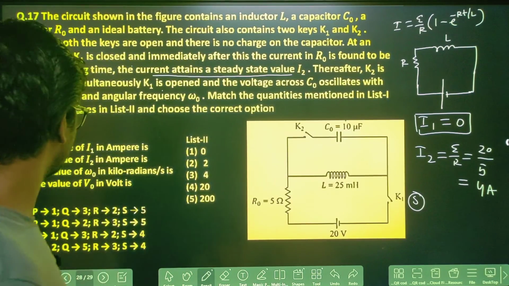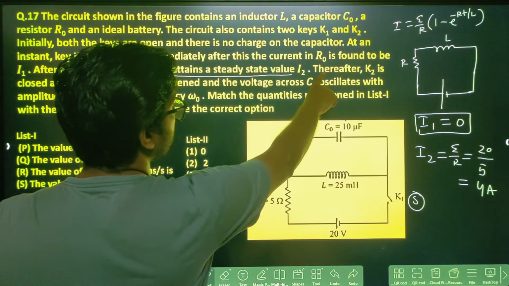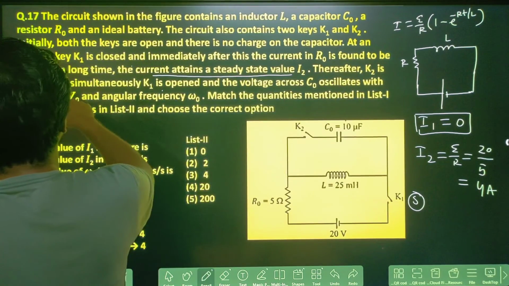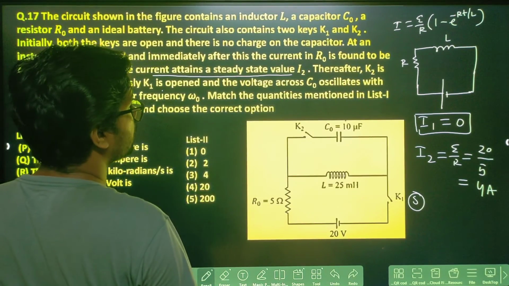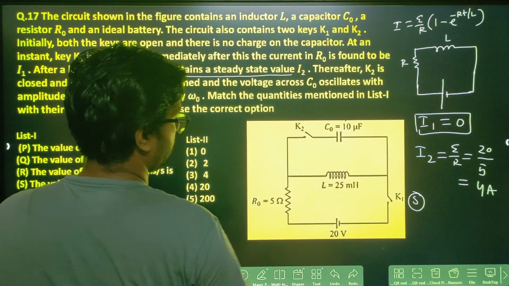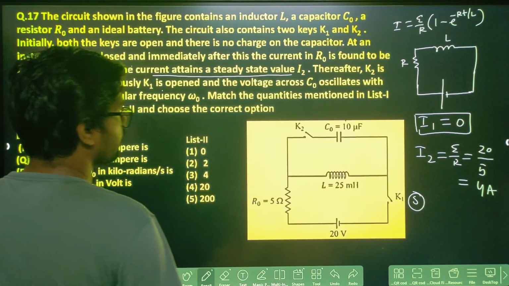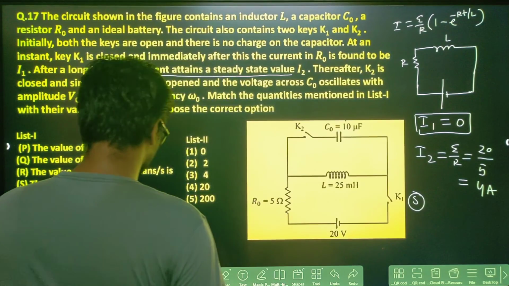The value of V0 in volt. Thereafter K2 is closed and simultaneously K1 is opened. Okay, so K2 is closed, K1 is open. Now it will be an LC circuit, right? So how will it look?